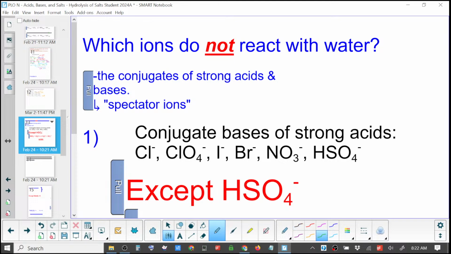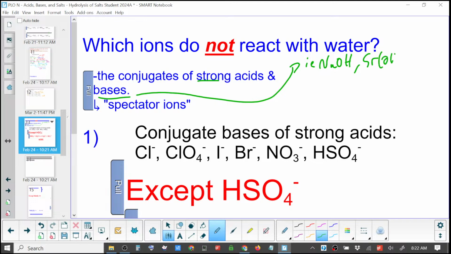I'm going to add to this. It says the conjugates of strong acids and strong bases. When we say strong bases, what do we mean? Give me an example. The most famous example of all. That could just be NaOH.